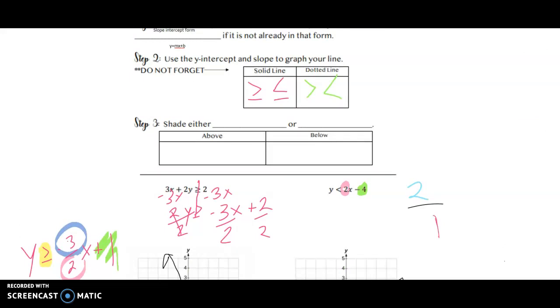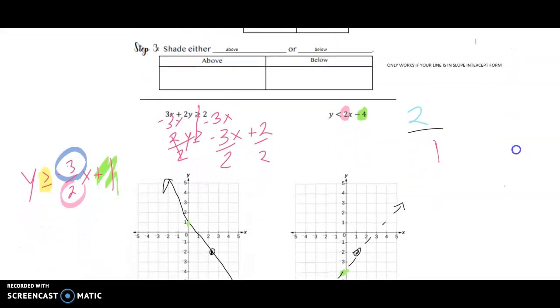Step 3 is asking you, oh, let me type again so you don't have to see my bad handwriting, is to shade either above the line or below the line. Now, this only works if your line is in slope intercept form. This will only work if your line is in slope intercept form, okay? Otherwise, you're going to have to use a test point, and I'll go over what that means with the first one in a minute.